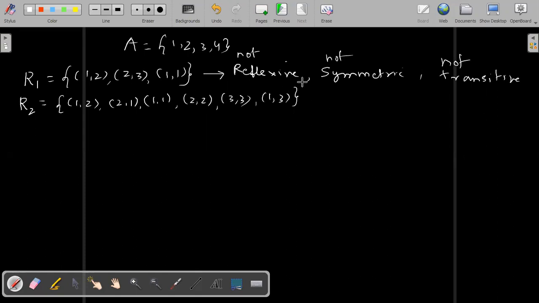Now you have to check reflexive. First, it is reflexive or not. Tell me whether it is reflexive or not.